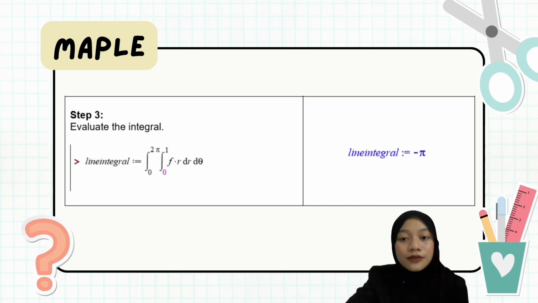Last but not least, for step 3, we evaluate the integral. We use the command int of f times r, dr d theta, and the output gives us the line integral equals negative pi. So, this example demonstrates how Maple simplifies the application of Green's theorem by plotting the curve, calculating partial derivatives, and evaluating double integrals in polar form.